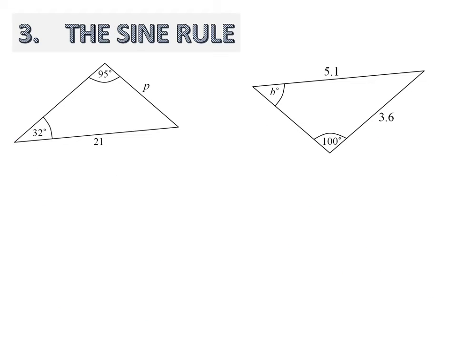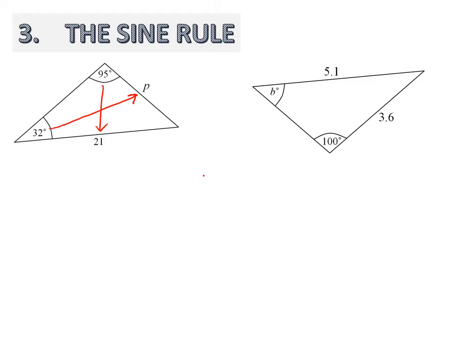Okay, so now we're up to non-right angled triangles, and the first one we're going to use the sine rule to find a side length, and then the second one we're going to use the sine rule to find an angle. And you can tell that it's the sine rule because we've got matching pairs. So if you look at this first diagram, I've got an angle and the side opposite, and then another angle and the side opposite, and because I've got two pairs like that, the sine rule is going to work.